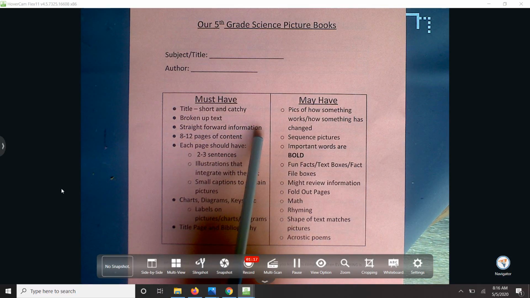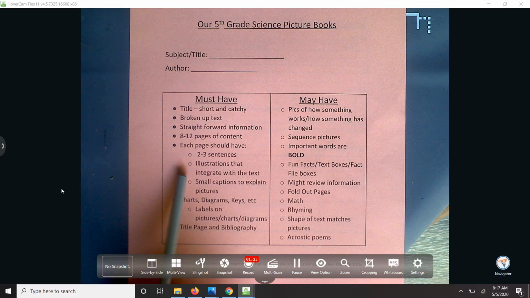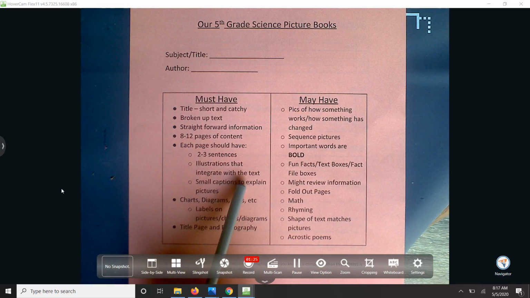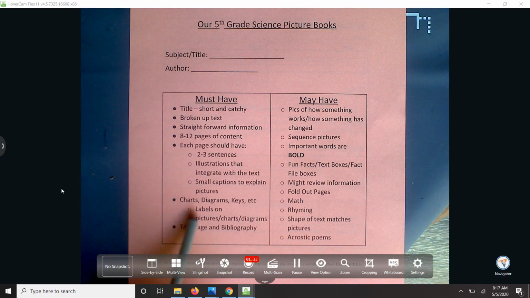Straightforward information. The book's going to be 8 to 12 pages. Each page will have 2 to 3 sentences. Illustrations that integrate with the text, and a small caption to explain any pictures. You'll have charts, diagrams, a key, or whatever you need. You should have labels on all your pictures, charts, and diagrams, and you'll need a title page and a bibliography.